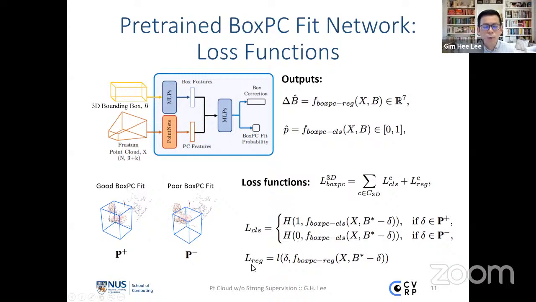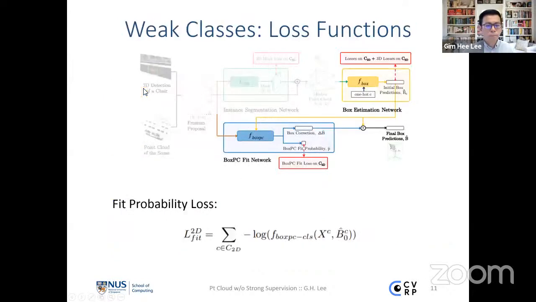As well as the regression task over here, where we are going to predict delta, which is the perturbation that we give to the bounding box on the strong classes. So this is a regression, for which we simply use an L2 loss to predict this delta. So this F box PC regression over here is actually to predict the delta, or the delta B over here, which we can use to correct the predicted 3D bounding box.